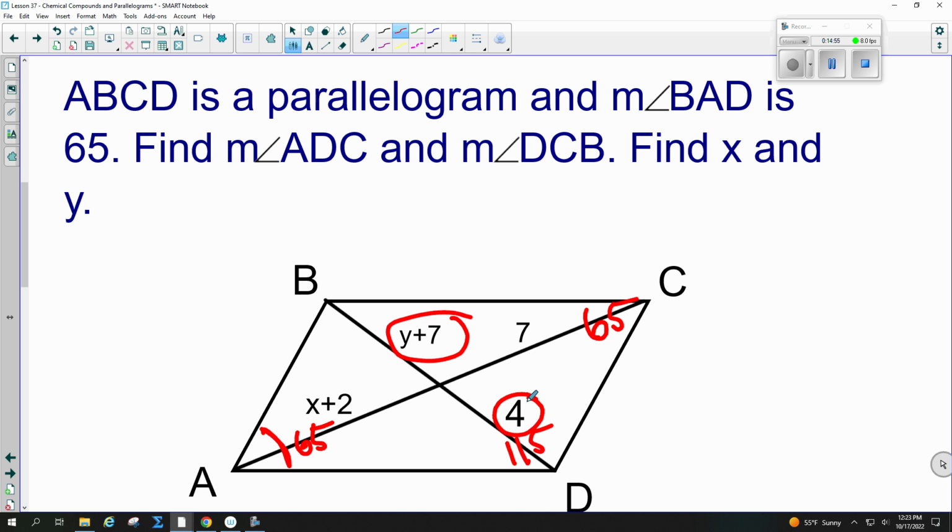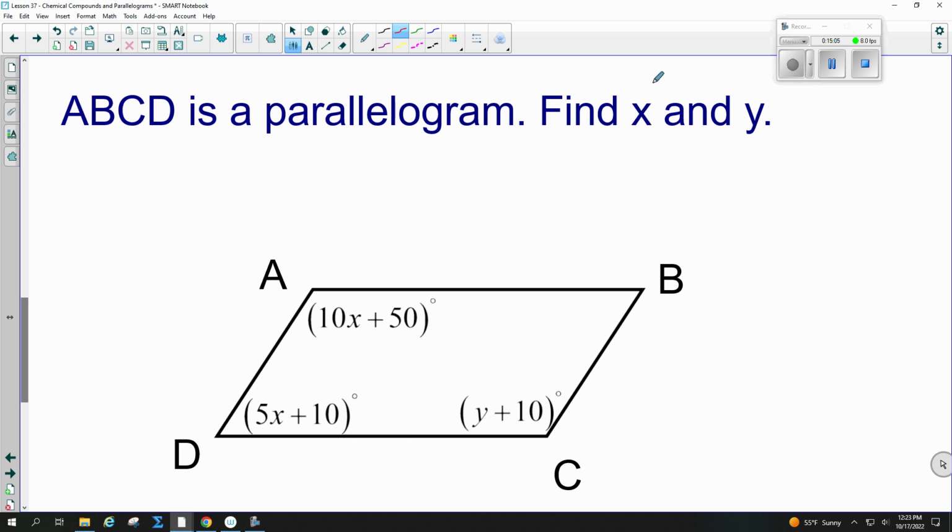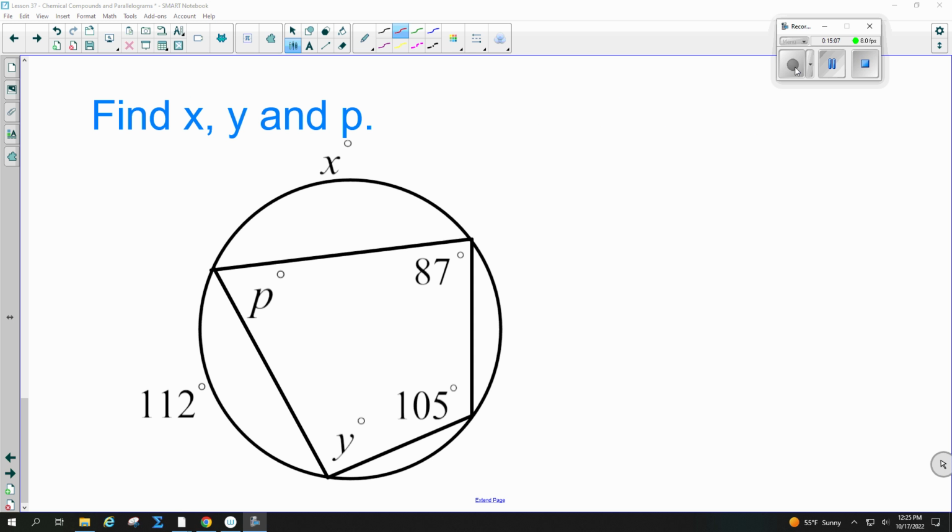All right, we got one more. Let's try this one as well. So opposite angles add to 180. So you guys, this one is 75. This one over here is 93 because these have to add to 180.